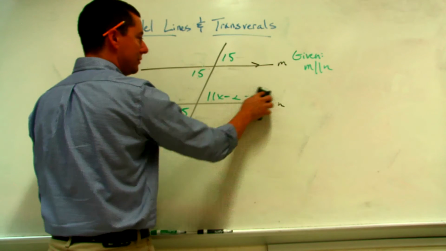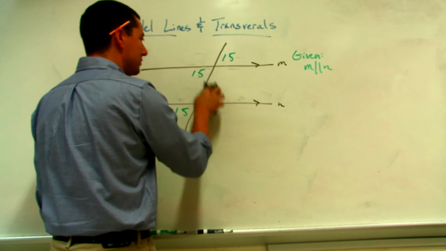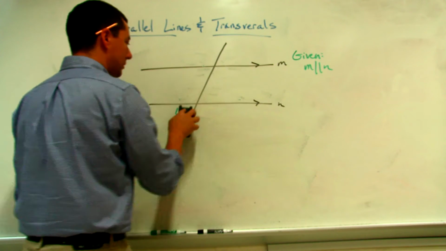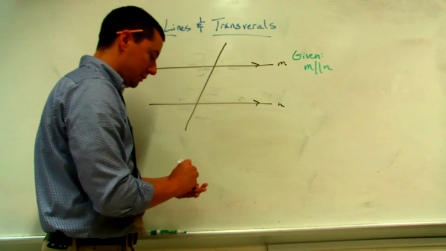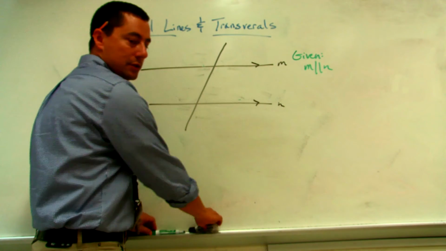But all you've got to do then is just figure out how to measure each of your angles until you can set up an equation with one angle equal to another. Let's look at another example.